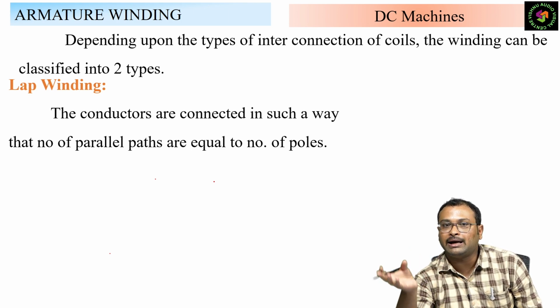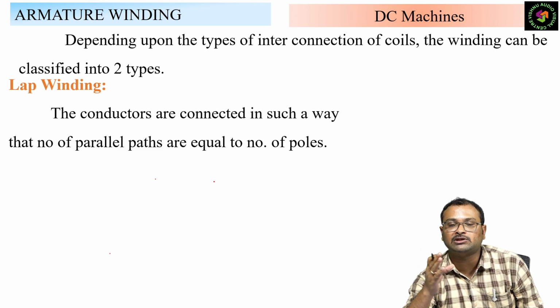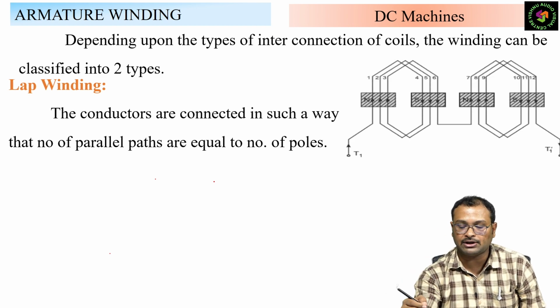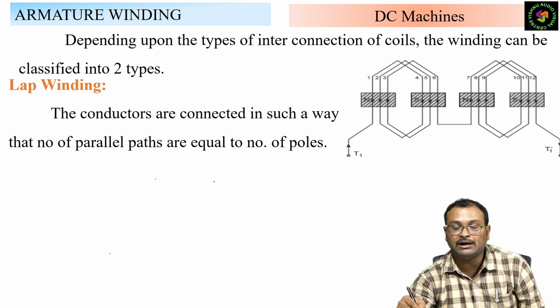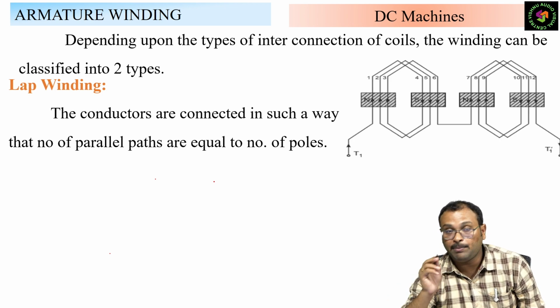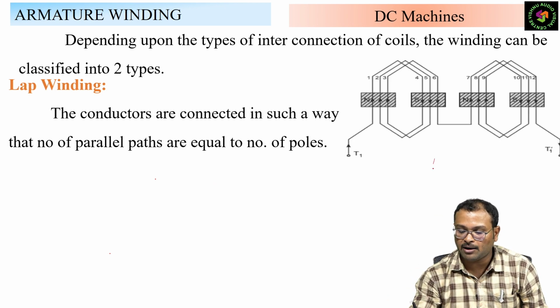because all the conductors we are not able to connect in series, so we will connect in parallel paths. How many poles are available, that many parallel paths. This is the connection diagram. If you see here, 4 poles are there, so these windings are connected in 4 parallel paths.